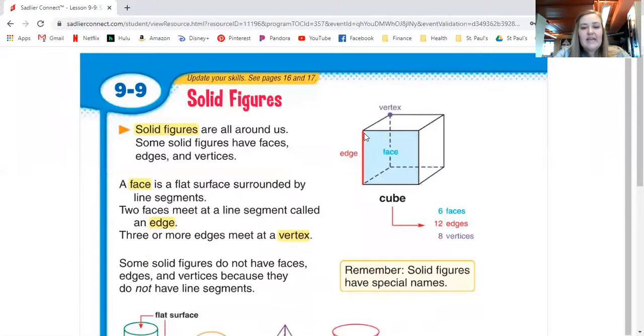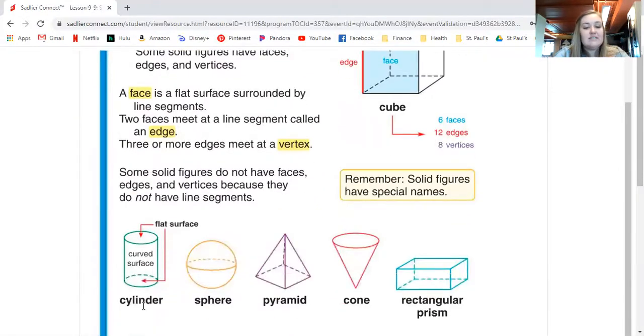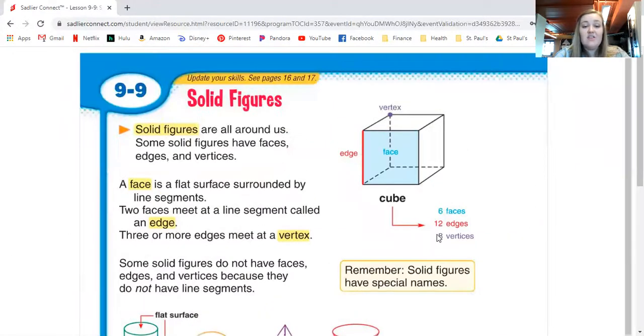We were able to see how there are faces on different solid figures, and then we talked about the different types of solid figures, like a cylinder, sphere, pyramid, cone, and rectangular prism. A solid figure is a 3D object. When we did the toothpick and marshmallow activity, the toothpicks were our edges and the marshmallows were our vertex or vertices. So just a few different things to remind yourself on how to count each of those items. The faces are each of the flat surfaces surrounded by all those edges and vertices.